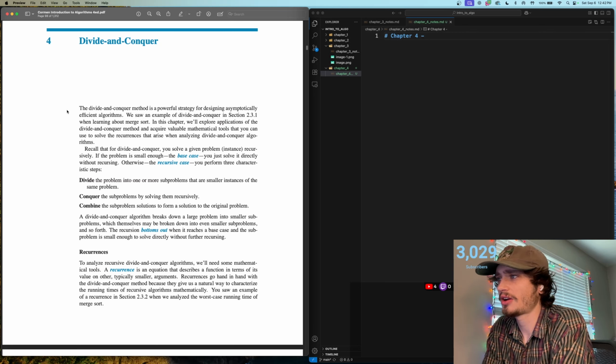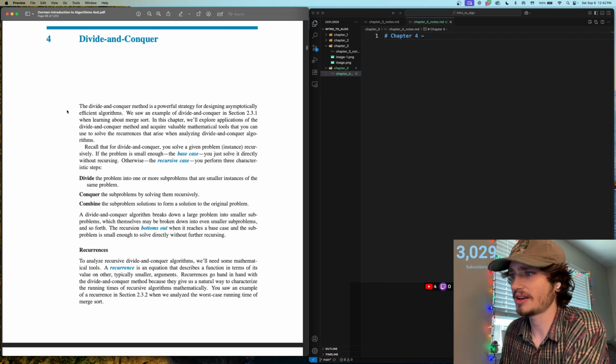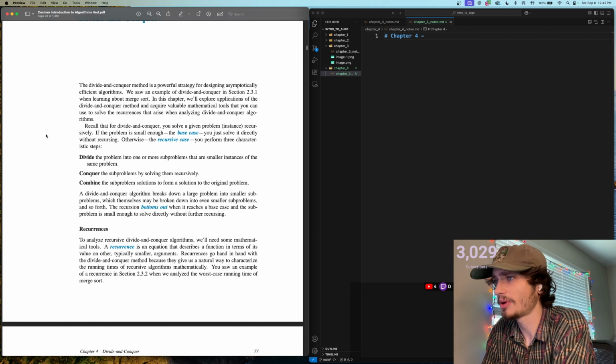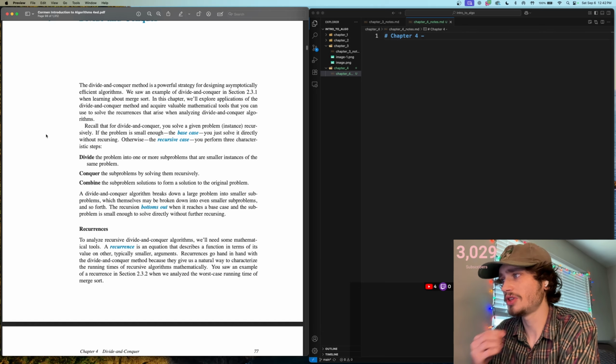Recall that for divide and conquer, you solve a given problem instance recursively. If the problem is small enough, the base case, you just solve it directly without recursing. Otherwise, the recursive case, you perform 3 characteristic steps. Divide the problem into one or more subproblems that are smaller instances of the same problem. Conquer the subproblems by solving them recursively. Combine the subproblem solutions to form a solution to the original problem.